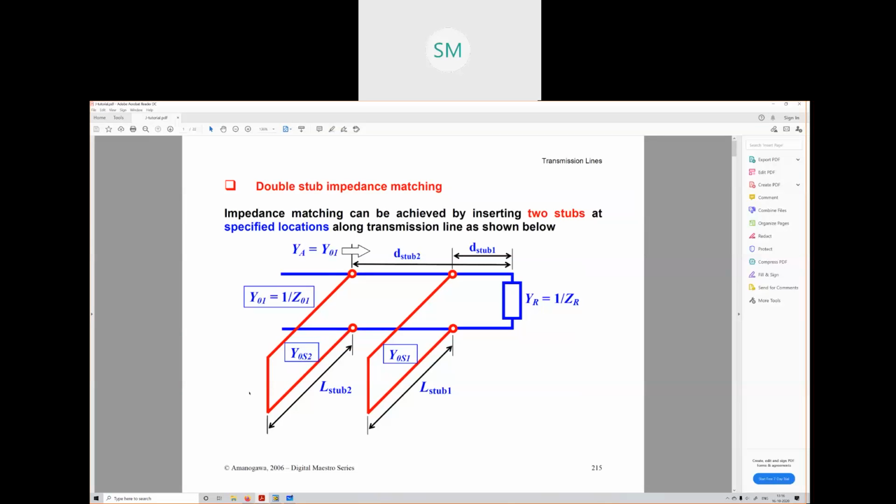As I told you, impedance matching can be achieved by inserting two stubs in specific locations. And as I told, L stub 1 and L stub 2 we can change as per our own convenience. D stub 1 and D stub 2 are fixed. We cannot change them. Is it okay?